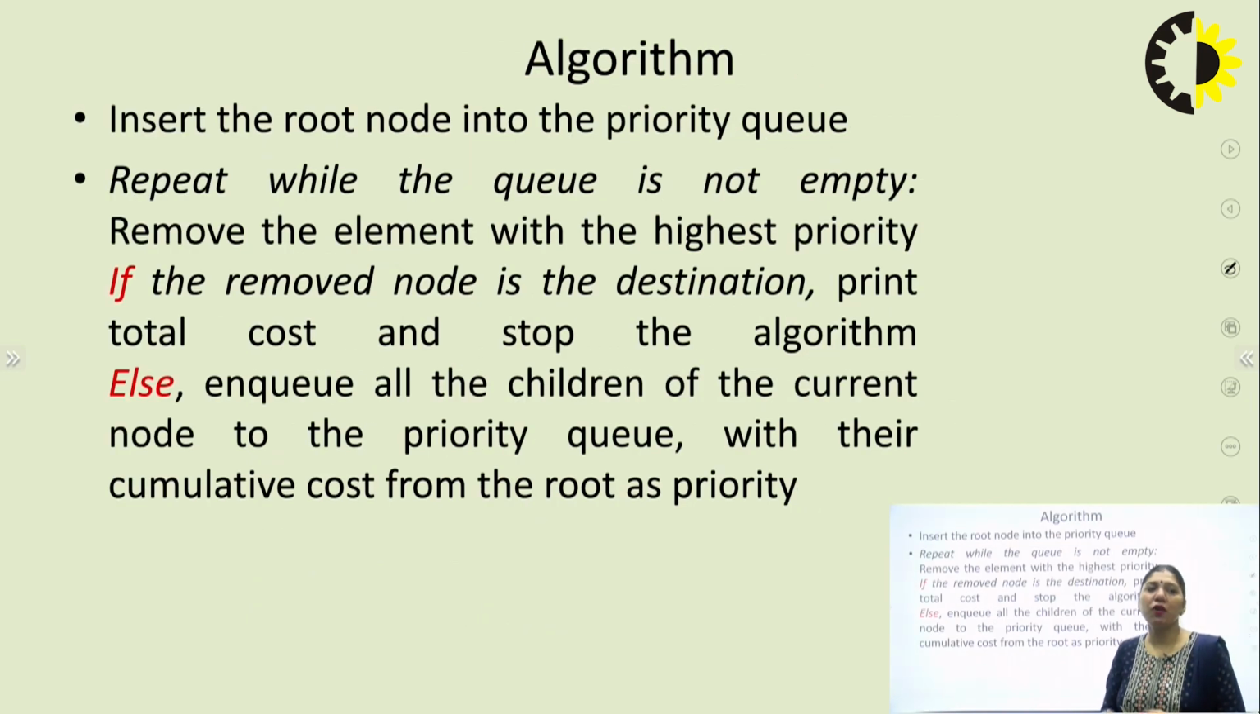Now coming to the algorithm, of course: insert the root node in the priority queue. Repeat while the queue is not empty. Now remove the element with the highest priority. If the removed node is the destination, print total cost and stop the algorithm. Else, enqueue all the children of the current node in the priority queue with their cumulative cost from the root as your priority. So we will work one by one. First we will remove the node, check if it is the destination, calculate the total cost, and stop the algorithm. If it is not there, definitely we will do the enqueuing of those children.